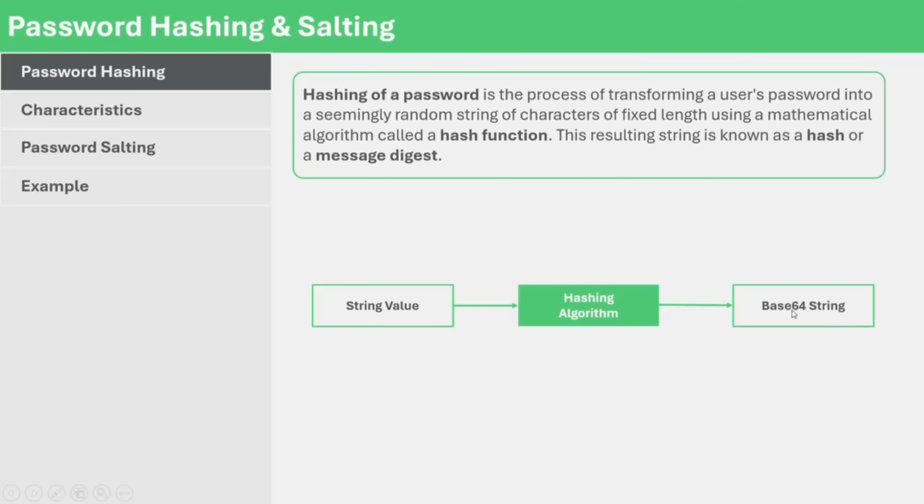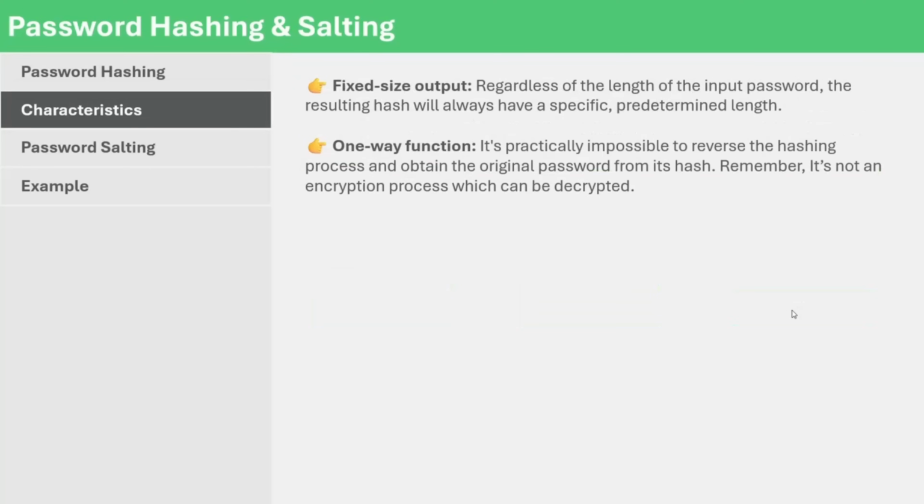Now, hashing algorithms have some key characteristics which we should be aware of. First of all, regardless of the length of the input password, the resulting hash will always have a specific predefined length. That means it does not matter what the size of your password is. Your password can be 8 characters, 12 characters, 20 characters, etc. But the hash strings which will be generated will all have a fixed length. So we can say that hashing is the process of generating a fixed size output from a variable size input.